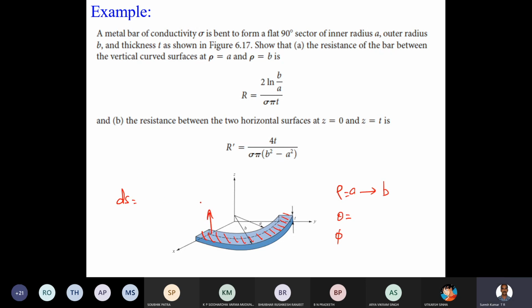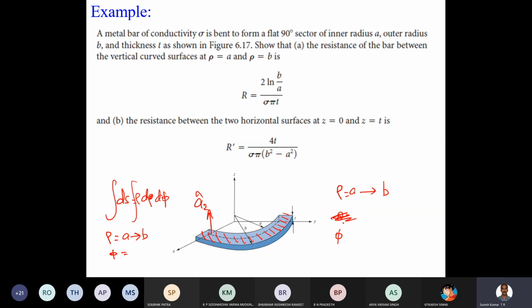See, the surface is perpendicular to the z direction. Correct. So what are the things varying? Radius is varying, so d rho, and phi is also varying. So rho into d phi. So you need to integrate this. Now the question is, what is the integral limit? Rho is from A to B. Phi, what about phi? Come on, try.